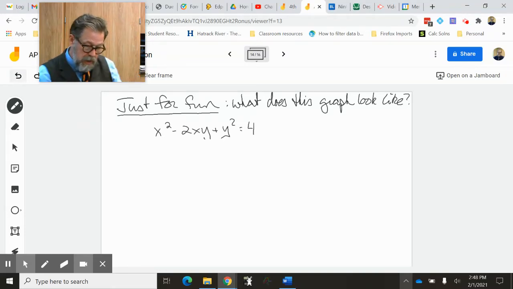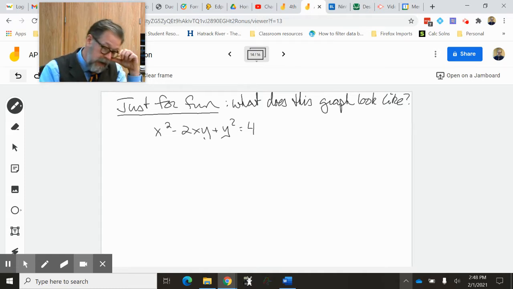All right, guys. So, just for fun, and maybe a little bit of learning and practice. Question is, what does this graph look like? I don't know. x squared minus 2xy plus y squared equals 4. Don't know. Can't plug it into my calculator. But one thing we could do is investigate the slope.